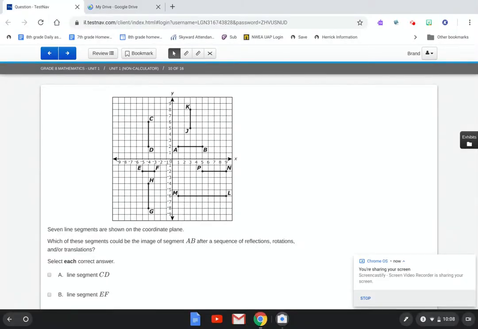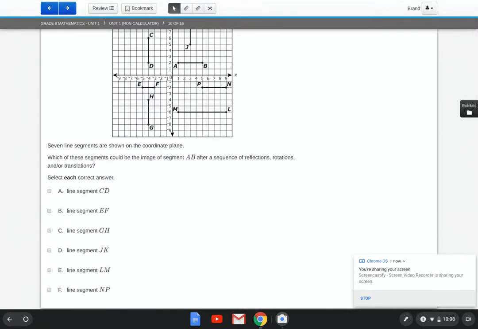Number 10, 7 line segments are shown on the coordinate plane. Which of these segments could be the image of segment AB after a sequence of reflection, rotation, and/or translations? So I think the trickiest part on this question is the fact that you have to read the directions really carefully. They only talk about reflections, rotations, and translations. They do not mention dilation.